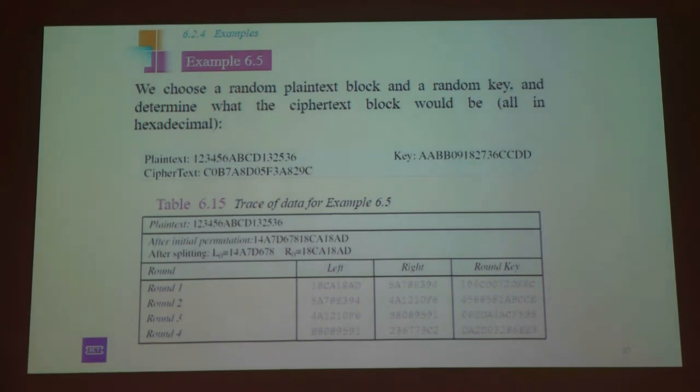So basically, let's take this example. We choose a random plain text block and a random key. The block is how many bits? 64. The key how much? No, 56. Okay. So look in here at the plain text, the key, and the ciphertext. Can you see any relationship between the plain text and the ciphertext?